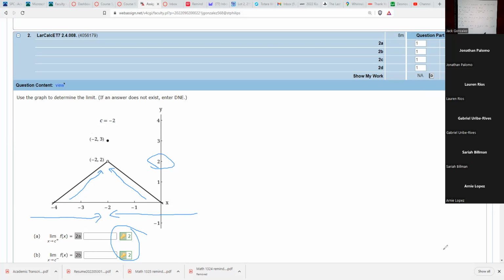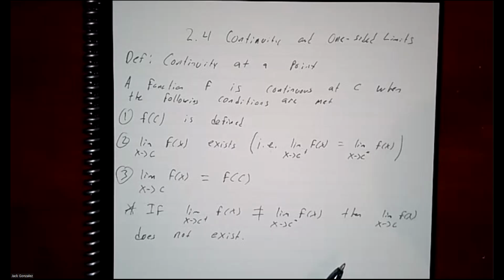Does it pass all 3 conditions? Would it be not continuous because c is equal to -2, but it's approaching +2 on the left and right? So we have to look at the conditions, right? Let's see here. I like where your head's at.